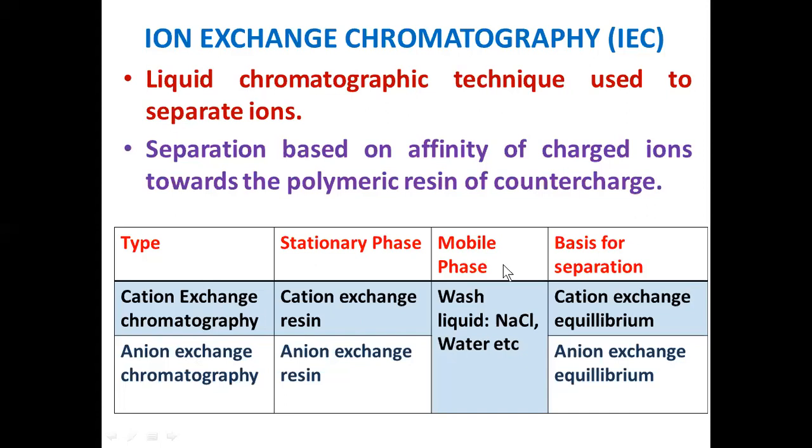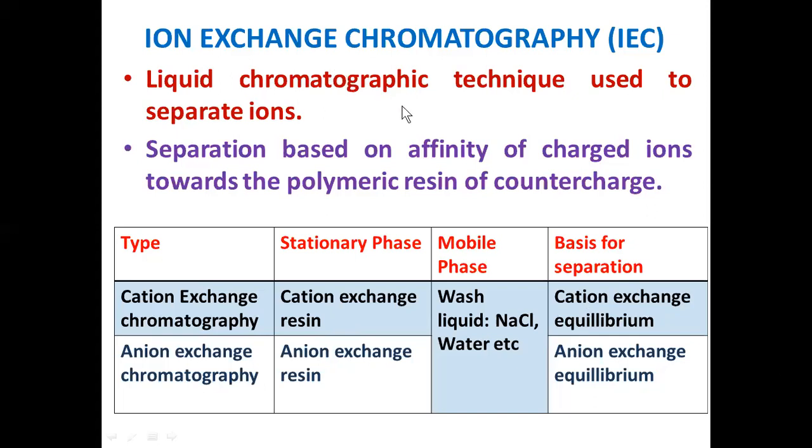Mobile phase can be any liquid, for example sodium chloride or sodium nitrate, or most commonly water. Even potassium nitrate or sodium sulfate can be used. Let us understand about them later. And the basis for separation in each ion exchange technique: cation exchange equilibrium takes place in cation exchange chromatography, and anion exchange equilibrium takes place in anion exchange chromatography. So you can now better understand the definition of ion exchange chromatography.